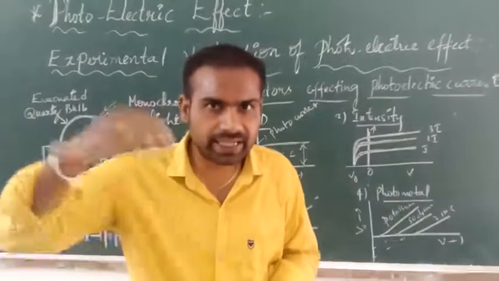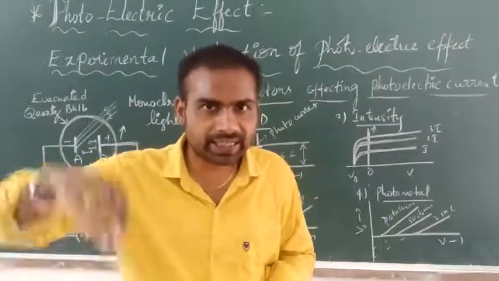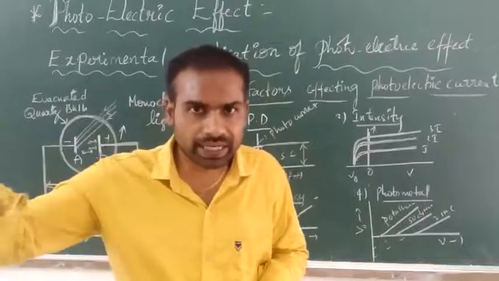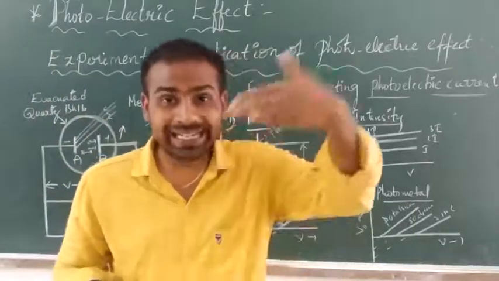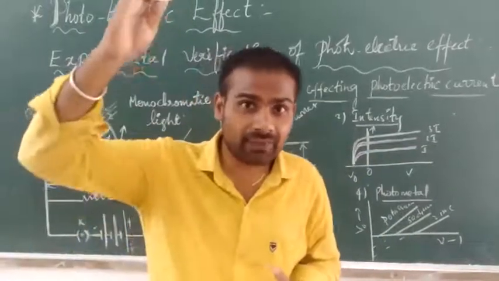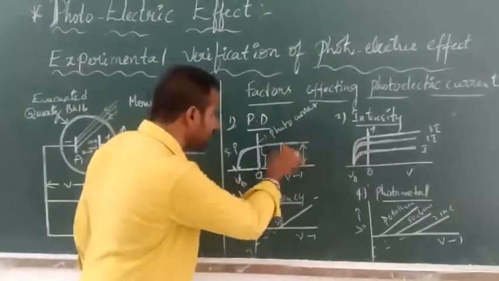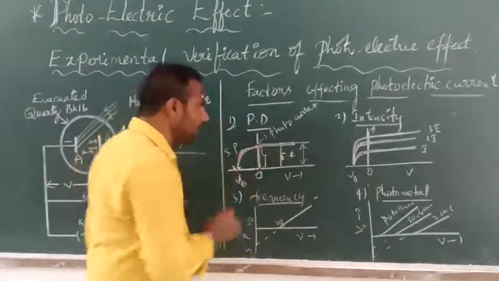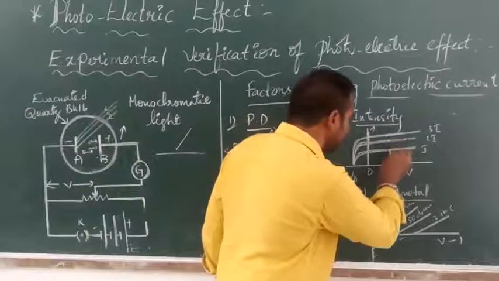If we increase the intensity of light for the same metal surface, keeping frequency and wavelength constant, only intensity increased, then what happens? Saturation current will be increased. This is the maximum current, called the saturation current. These are the saturation points.